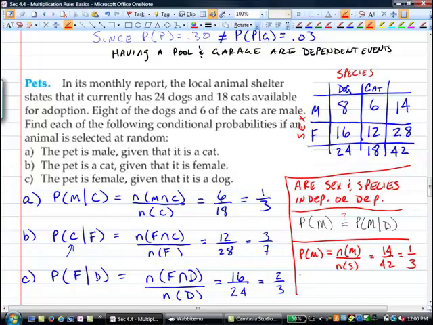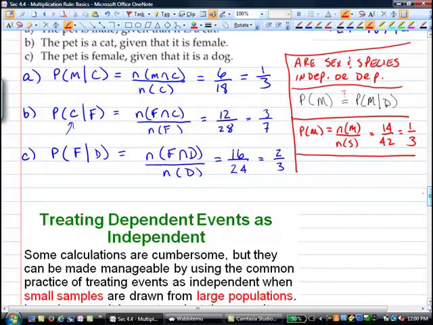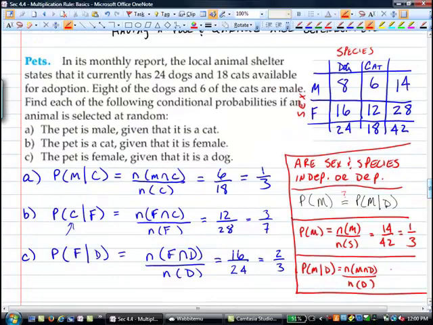So that would be 1/3. And the probability of selecting a male given that we have a dog is equal to the number of male dogs divided by the number of what? Dogs, because that's our sample space. So let's go back up and look at the table. How many male dogs do we have? 8. And how many dogs are in the shelter? And that reduces to 1/3.